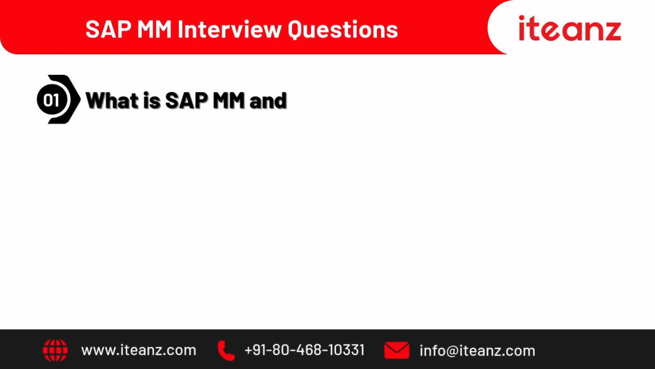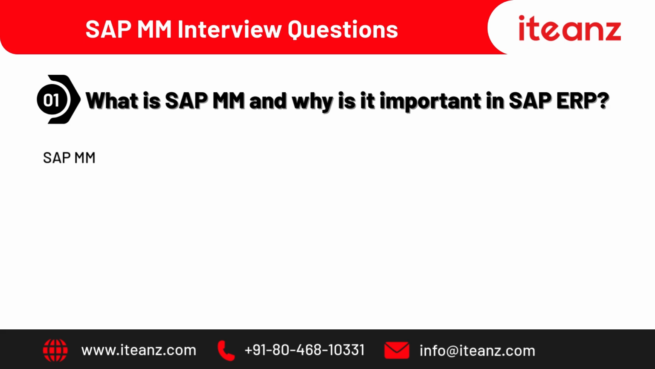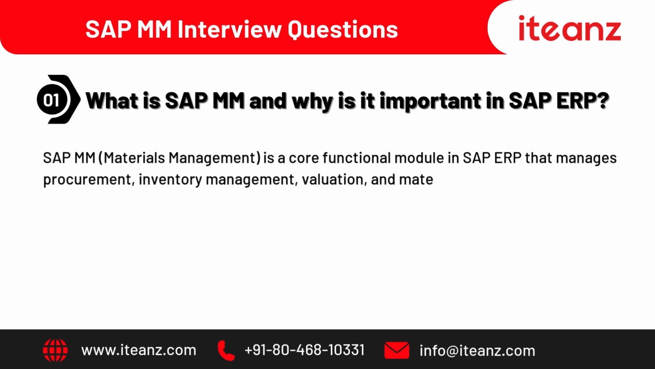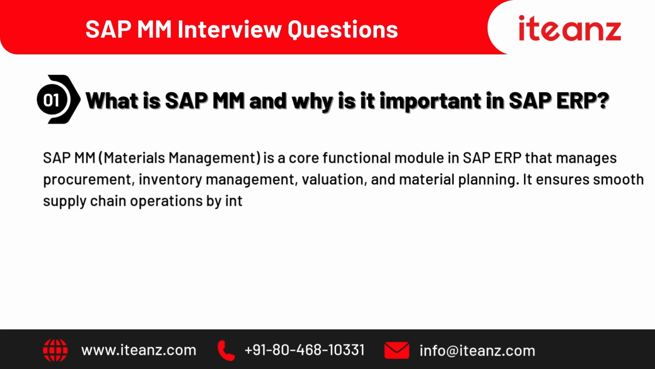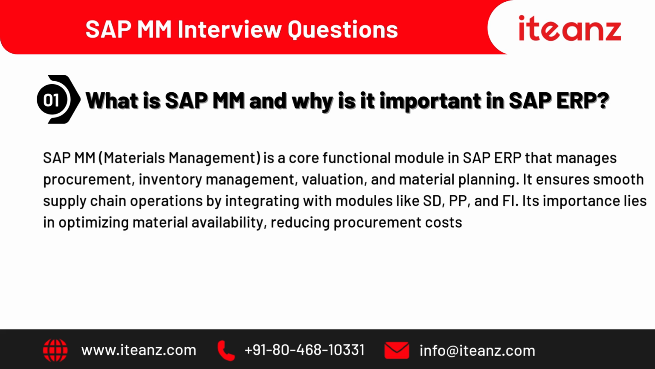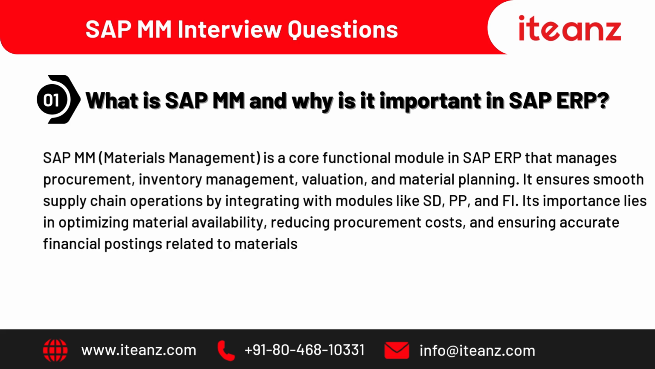What is SAP MM and why is it important in SAP ERP? SAP MM, Materials Management, is a core functional module in SAP ERP that manages procurement, inventory management, valuation, and material planning. It ensures smooth supply chain operations by integrating with modules like SD, PP, and FI. Its importance lies in optimizing material availability, reducing procurement costs, and ensuring accurate financial postings related to materials.